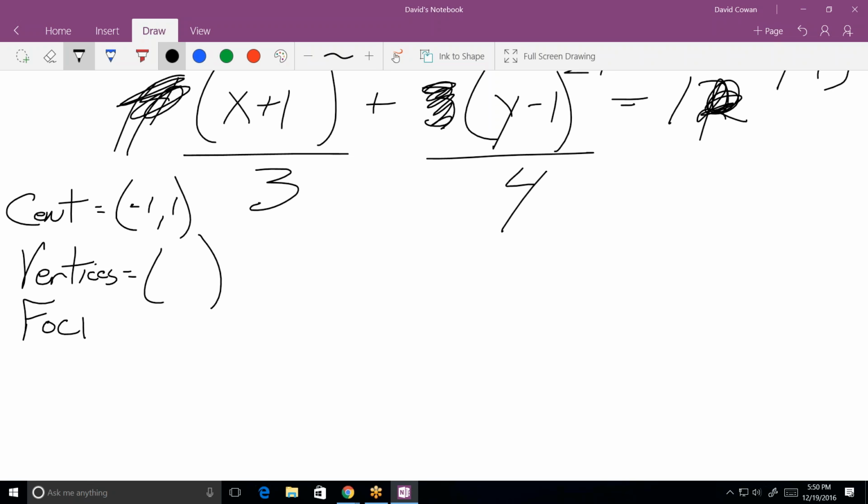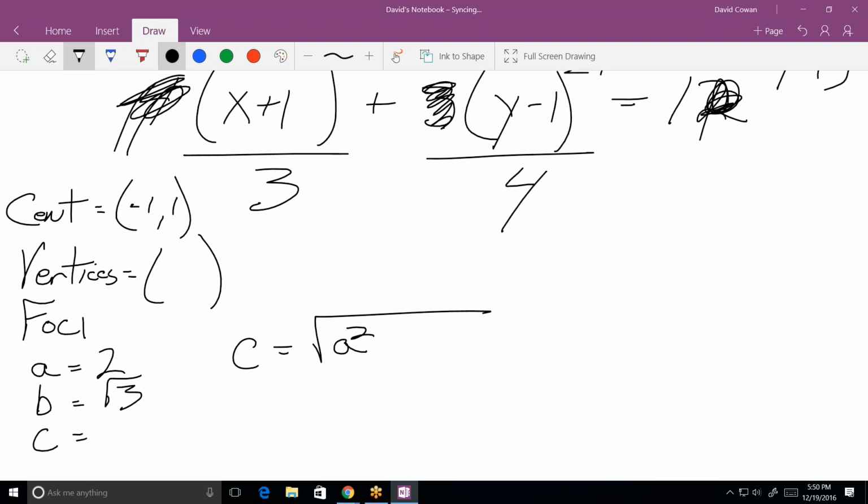I find it always quite useful to list A, B, and C. What's A? 2. What's B? √3. What's C? C being equal to the square root of A squared minus B squared. So C being 1.